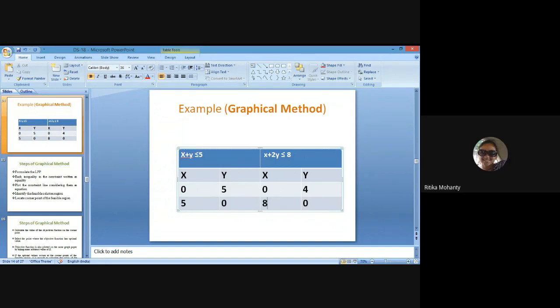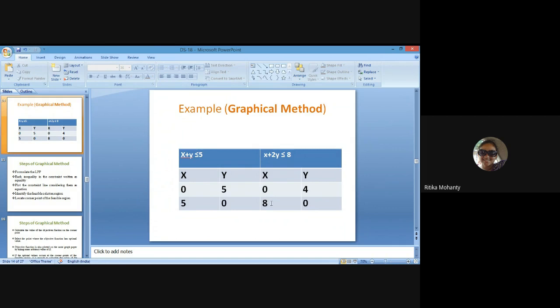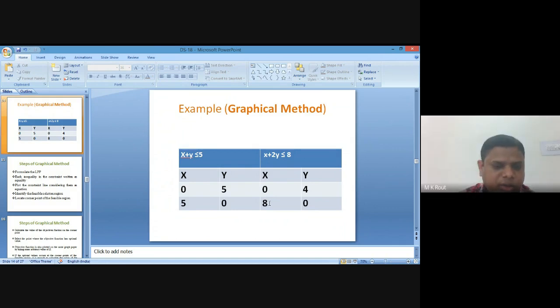Sir, how have you written that x is equal to 0, y is equal to 4? From which equation? If you simplify, x plus 2y equals 8, if I put 0 for x, yes sir. Try to concentrate on the slide. So how many points did you find?